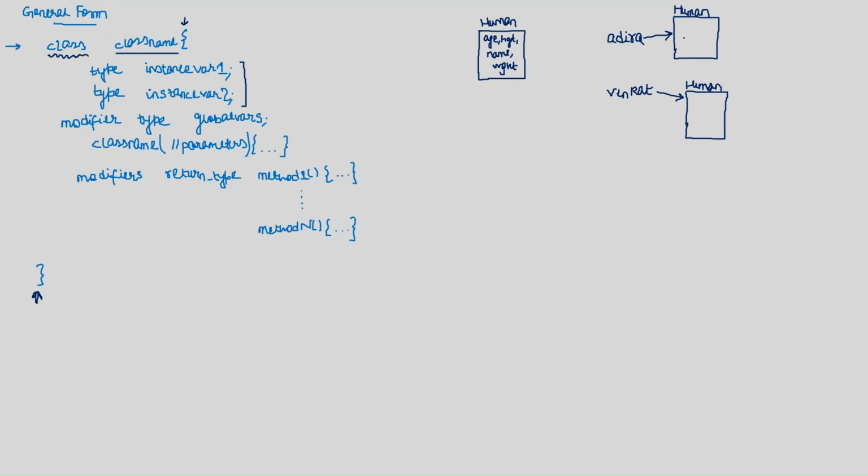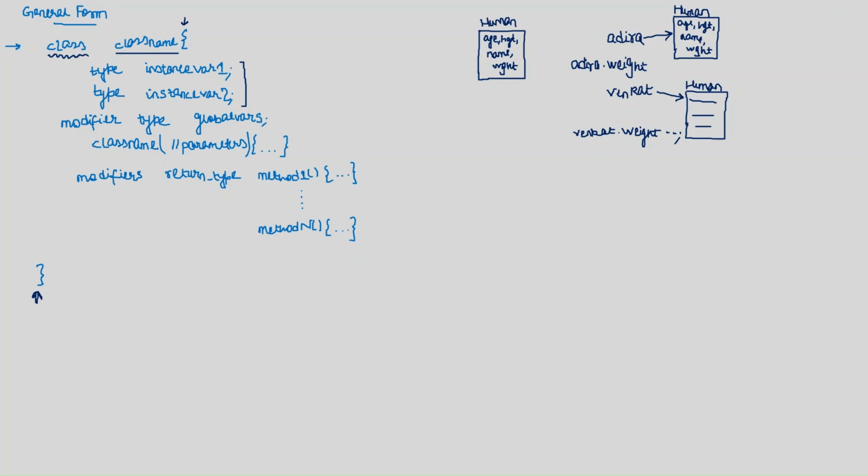And both of these two instances of the human class have different age, different height, different name, and different weight. So, if Venkat tries to go to the gym and reduces his own weight, I can really say Venkat dot weight minus minus, there would be no change in Adira's weight because they are two separate humans.